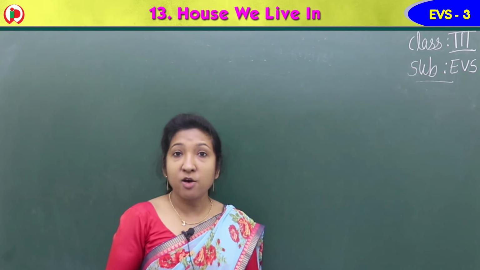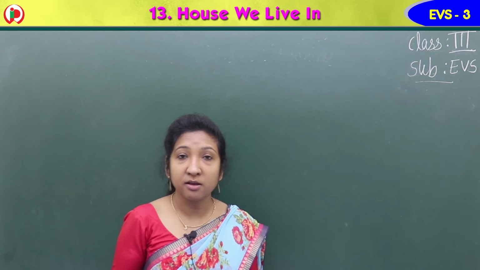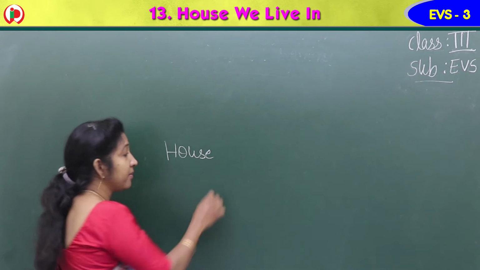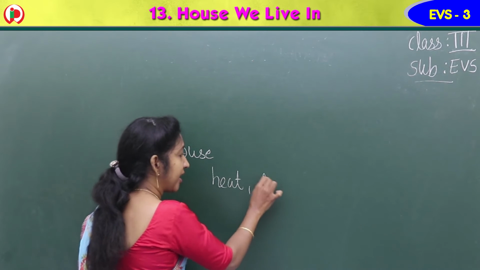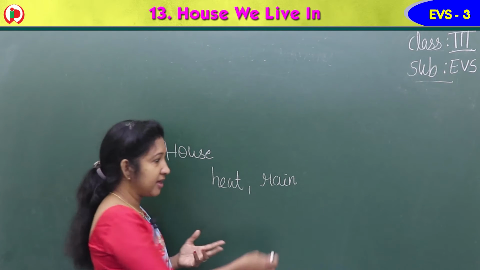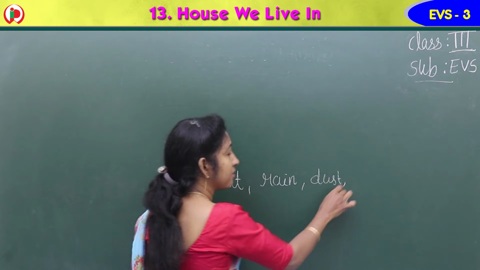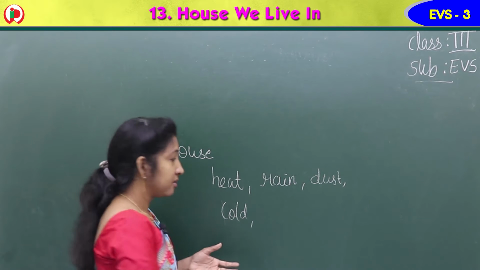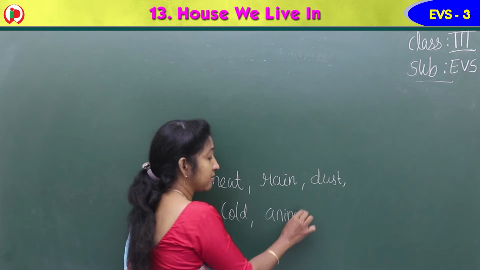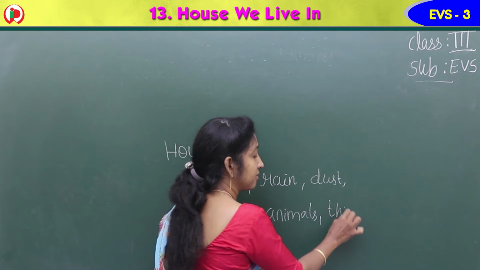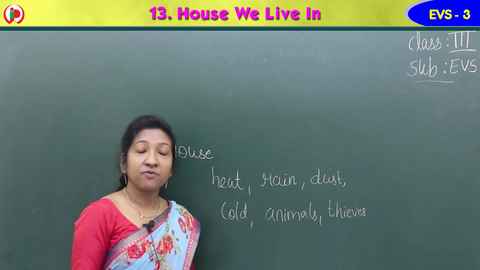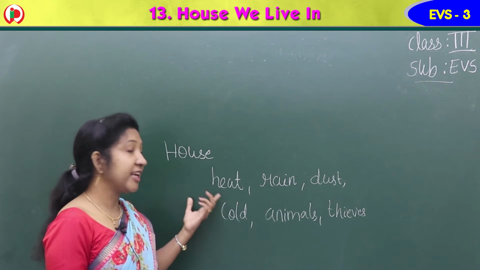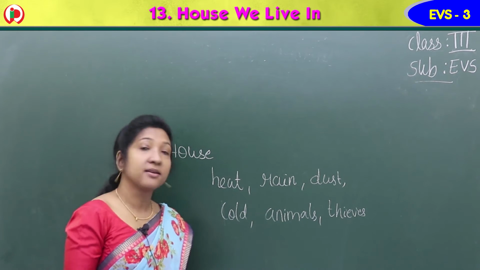It protects us. What does a house protect us from? House protects us from heat, rain, dust, cold, heavy wind, animals, thieves, etc. Isn't it? We are safe in our house because the house protects us from heat, rain, dust, cold, animals, thieves, etc.